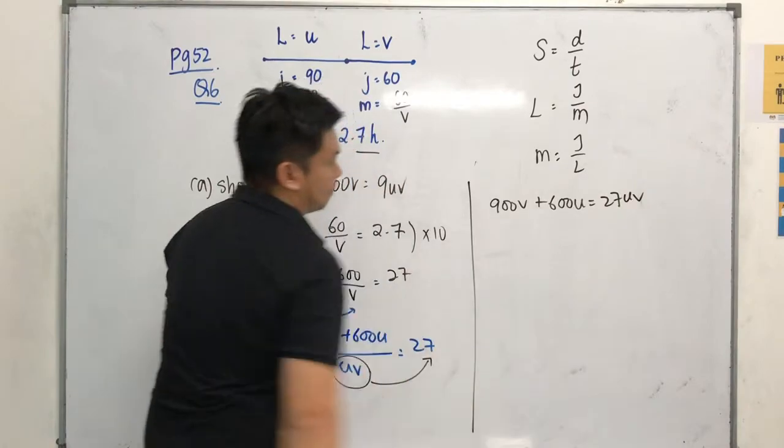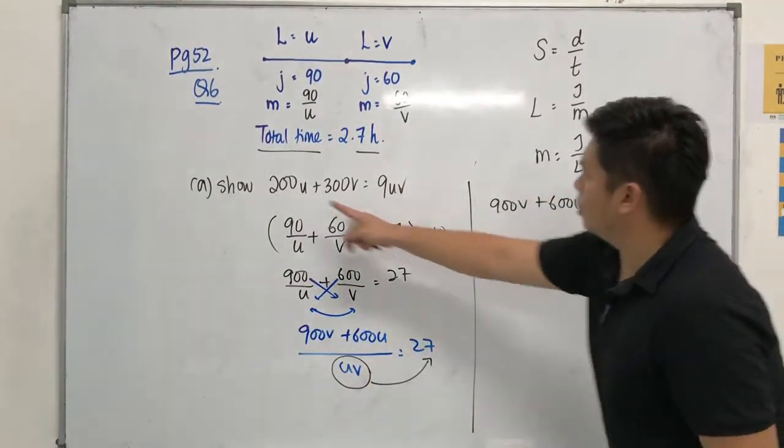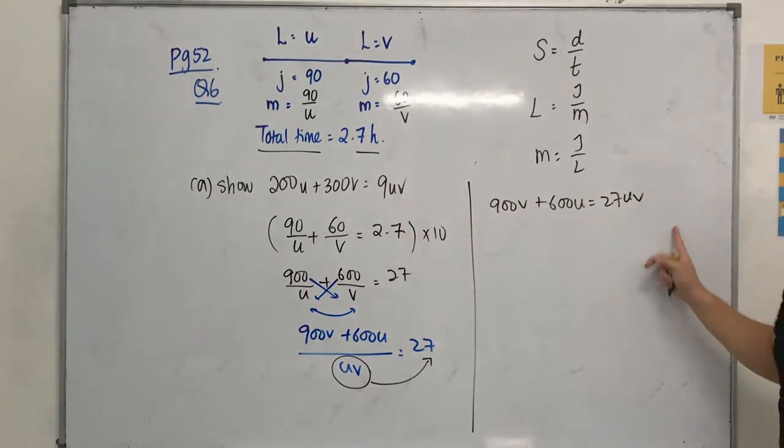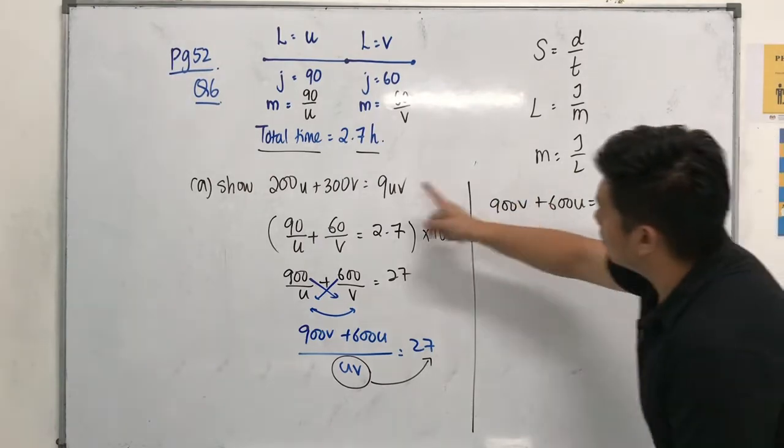27UV. But then if you notice, there are the shapes, U, V and UV have come out. So over here, there's still one more thing that you have to think. How do we get this exactly like the one above?